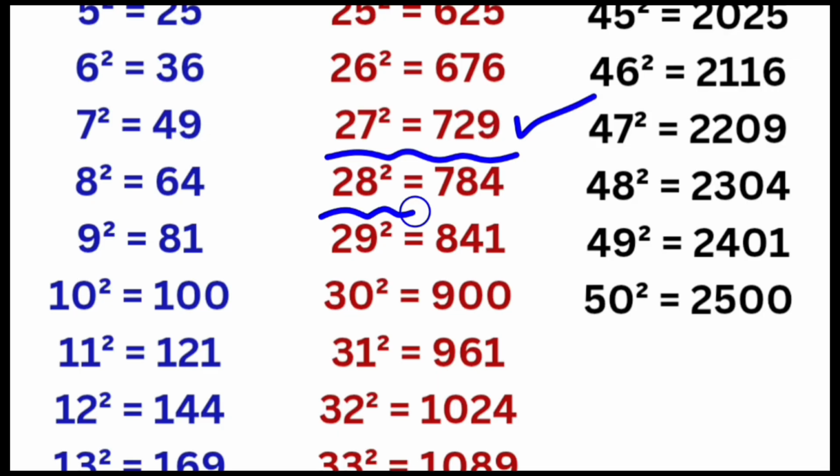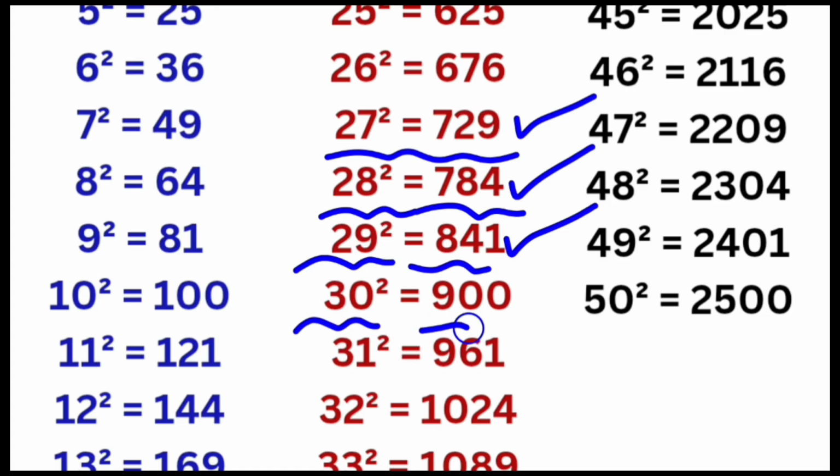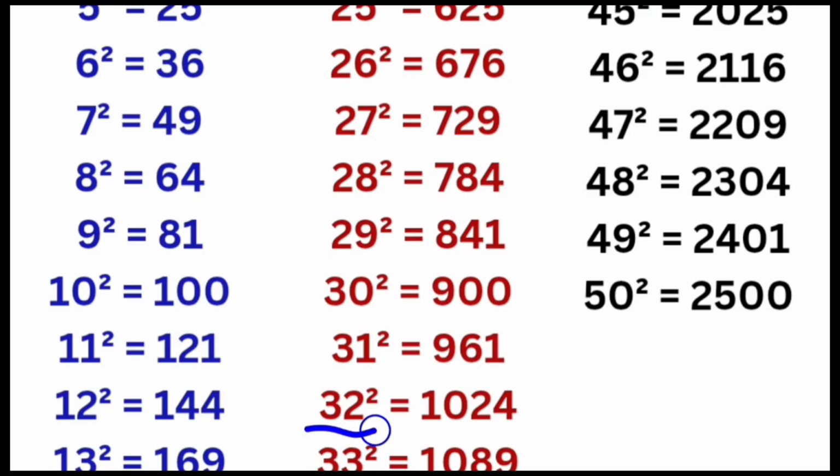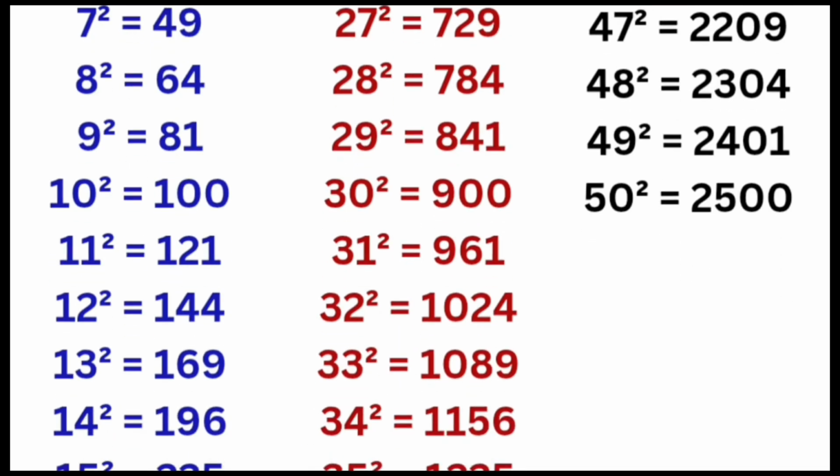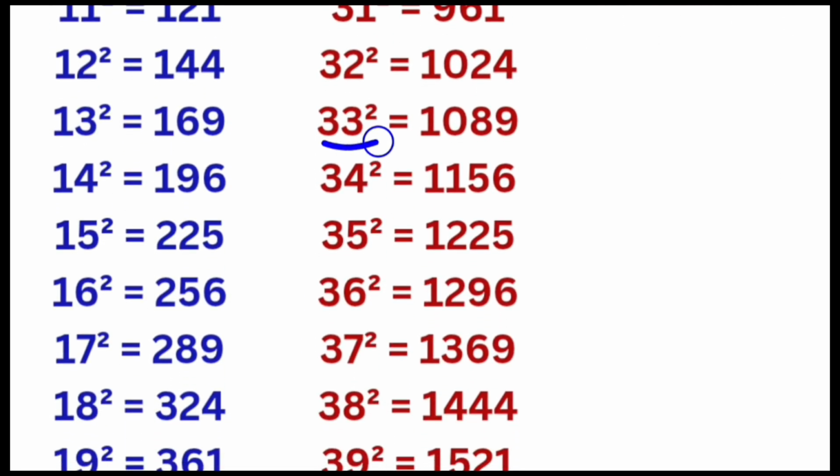Square of 28 is equal to 784. Square of 29 is equal to 841. Square of 30 is equal to 900. Square of 31 is equal to 961. Square of 32 is equal to 1024. Square of 33 is equal to 1089.